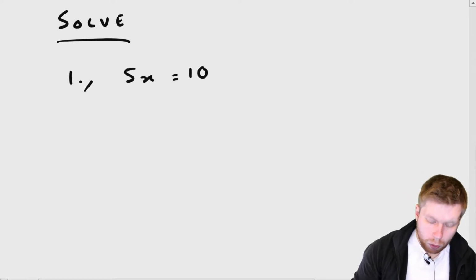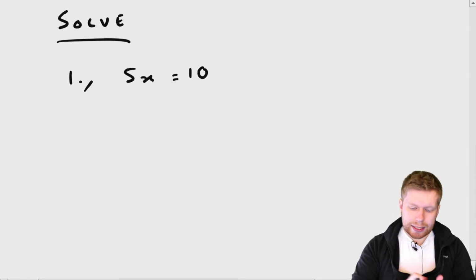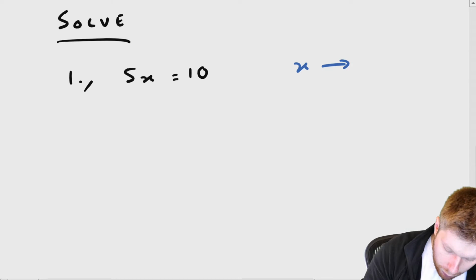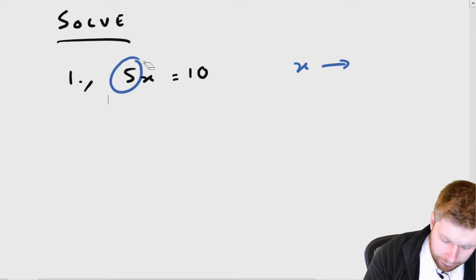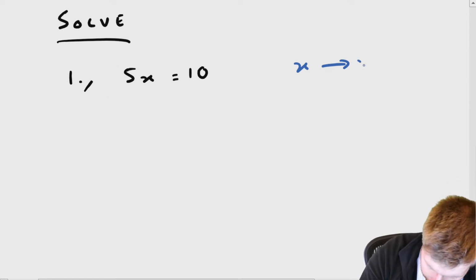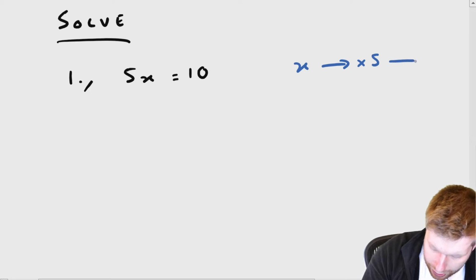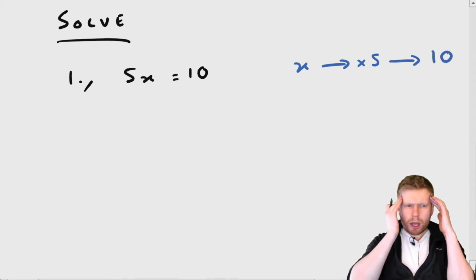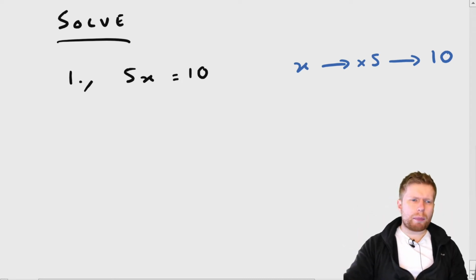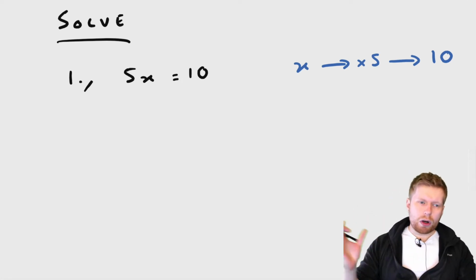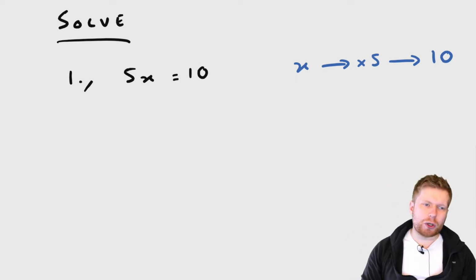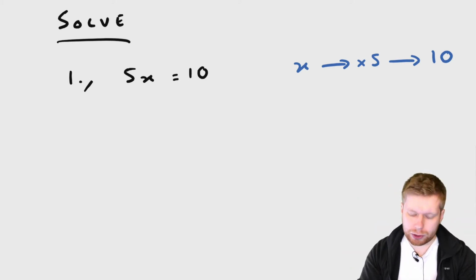So just remember, what's going on here? We're basically saying, take some value, in this case x, then what we're doing is we're multiplying that value by 5, okay, so we multiply that value by 5, and then we end up with 10 at the end. So in other words, we're saying, what number, when I multiply it by 5, should give me 10? Well, hopefully, by just trial and error, you should be able to realise that that number should be 2, because 2 times 5 equals 10.